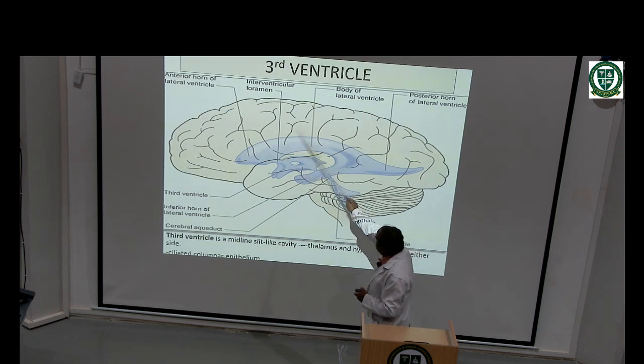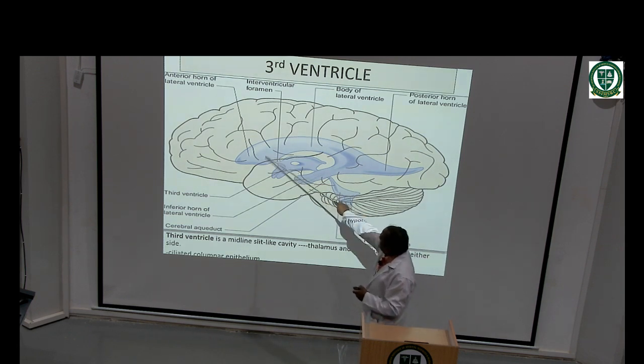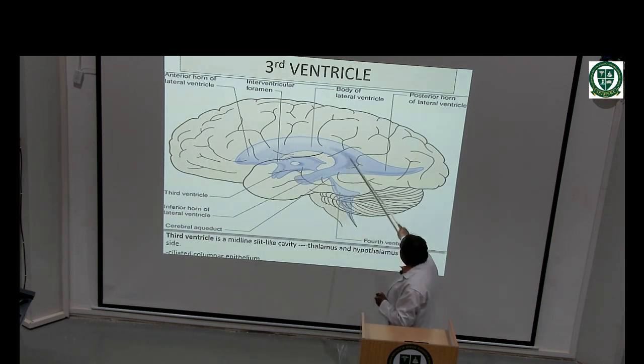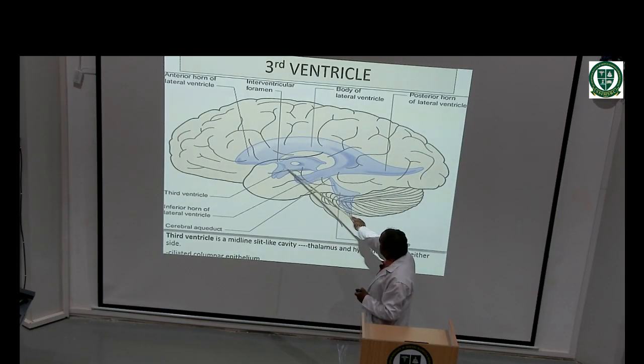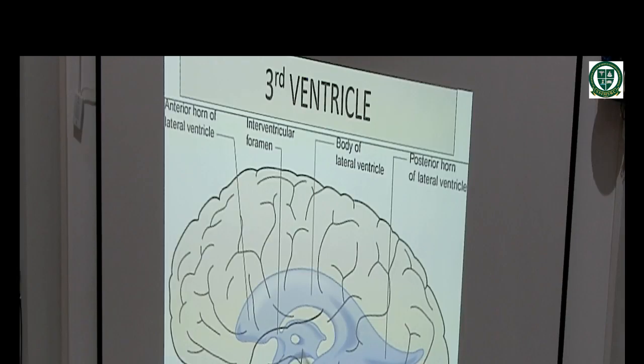So this is the cerebral hemisphere, and this is the cerebellum. This is the pons and medulla oblongata. In the cerebral hemisphere, you have got the lateral ventricle. Here this is the third ventricle, and this one is the fourth ventricle. So today we will study about this third ventricle.